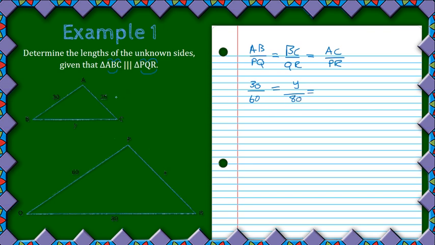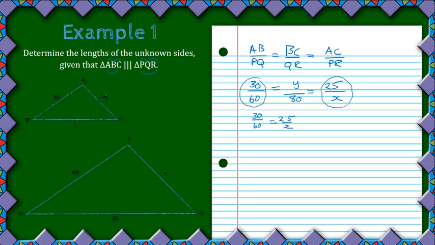Then for AC is 25, and PR is X. Alright, so as you can see, to find X and Y, let's first start with finding X. If we only use this one and this one, because with this one, both are known, so if I just equate 30 over 60 is equal to 25 over X, then I can solve for X.